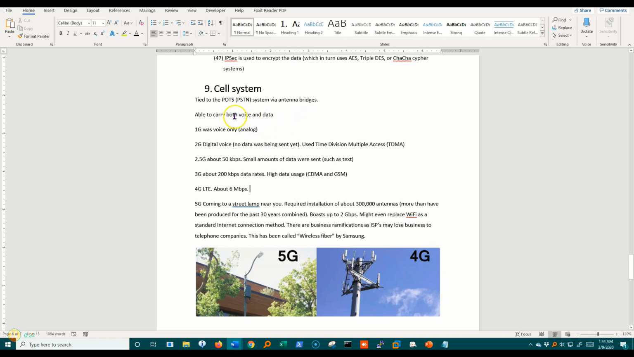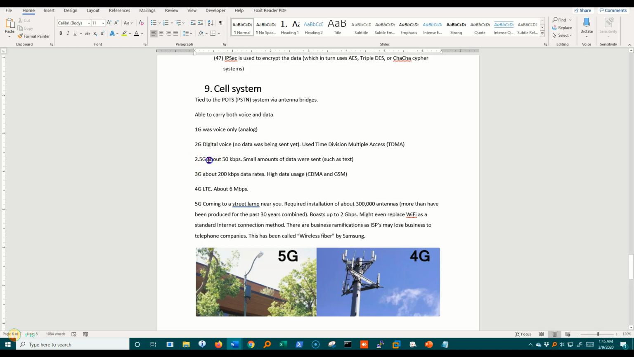It is able to carry both voice and data, well, at least today's is. 1G, or first generation, was only voice, and it was all analog, no digital, no digitization at all. 2G, or second generation, did carry digital voice rather than analog voice. No data was actually sent out at that time. It used time division multiple access, which you may remember from an earlier lecture, how that worked. I'm not going to go back into it again, but we did cover it in our course.